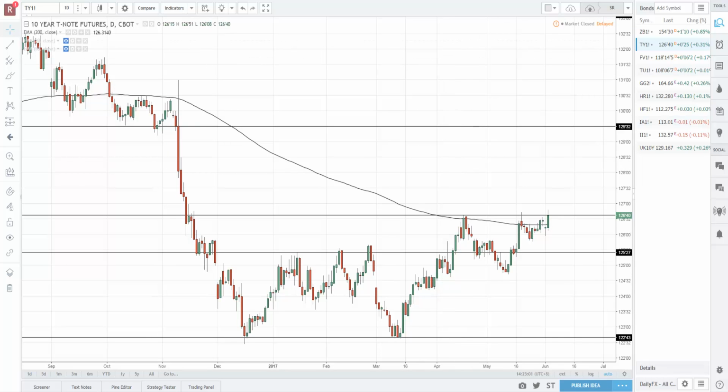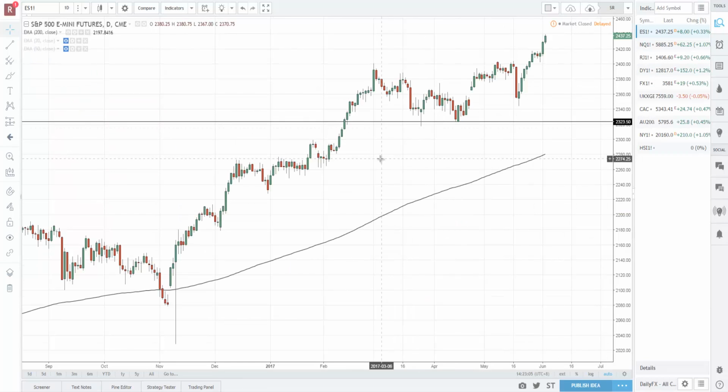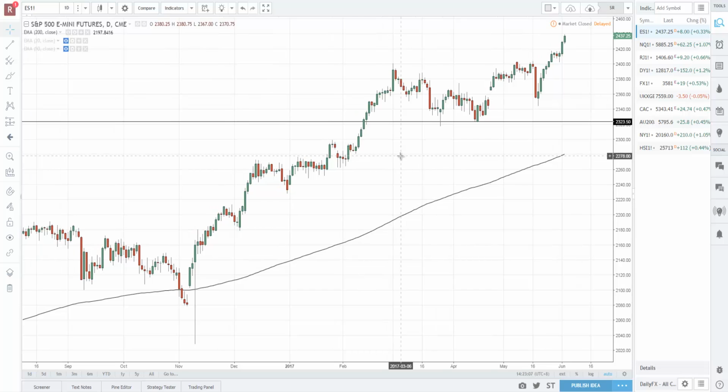Moving on, what else? Equities, shall we? Equities, the S&P 500. So still looking bullish. There is nothing bearish on this. If you've followed the previous month's weekly market analysis, I said for the equity markets, above the 200 MA, stay long. There is no reason to be short at all.